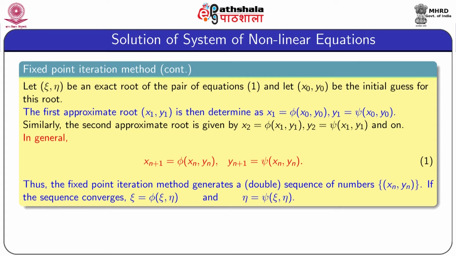Thus, the fixed point iteration method generates a double sequence of numbers which is represented as (xn, yn), and if this double sequence is convergent to a number, then that number is the exact root of the equation, and this should be satisfied by the exact root xi and eta. That means xi equal to phi(xi, eta) and eta equal to psi(xi, eta).